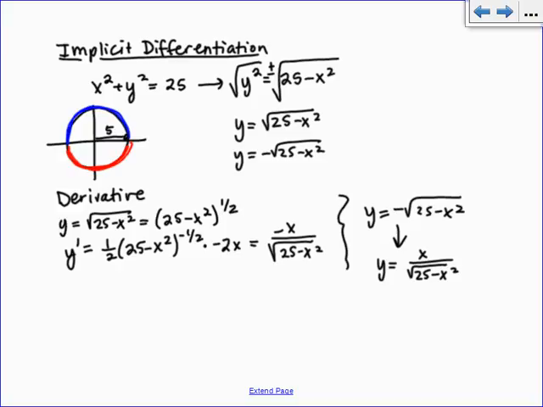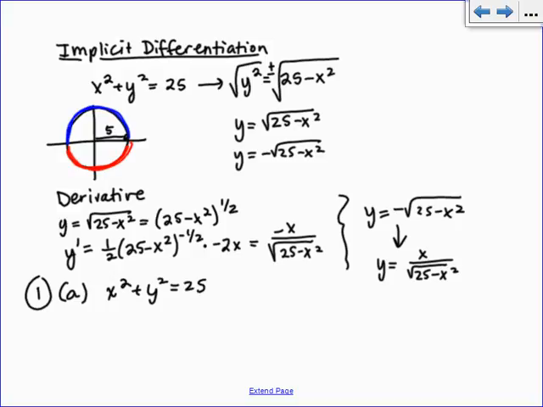But there's actually an easier way. The easier way is to not come up with the two equations and just take the derivative of x squared plus y squared equals 25 as it is. This is called implicit differentiation. For number 1a, it says find dy over dx if you have x squared plus y squared equals 25. So we're going to take the derivative just as it is.